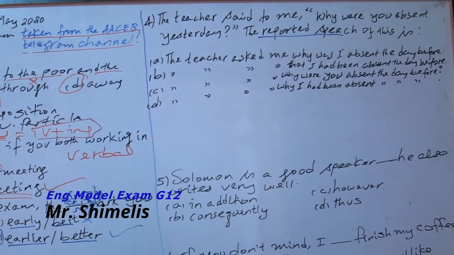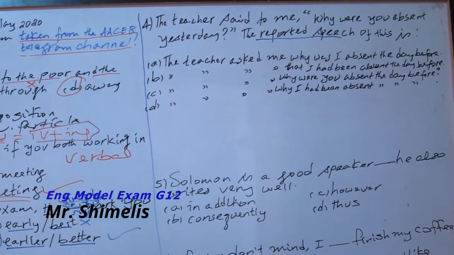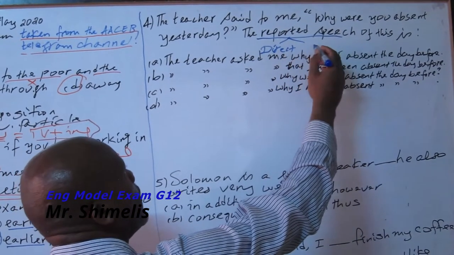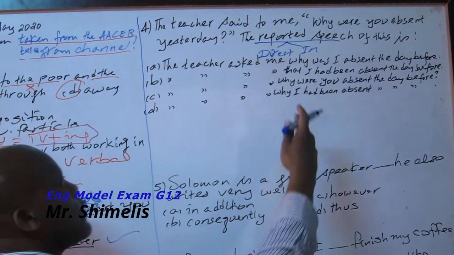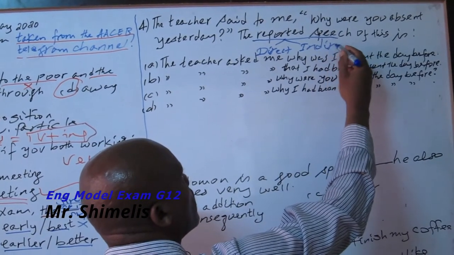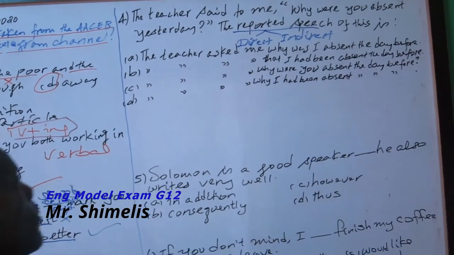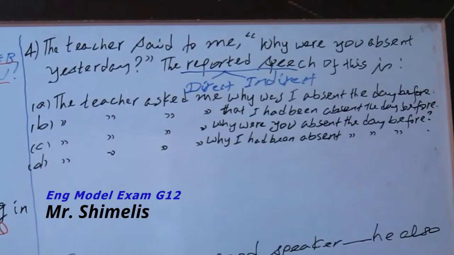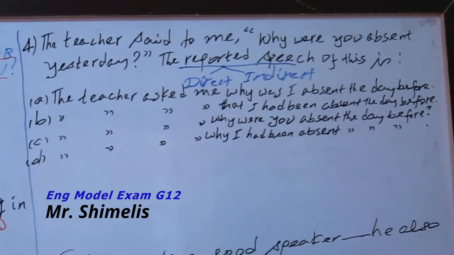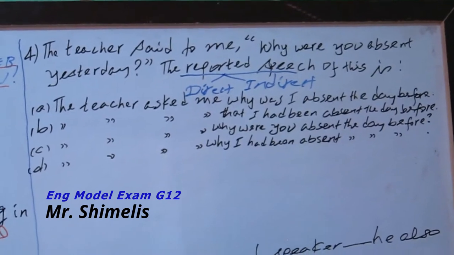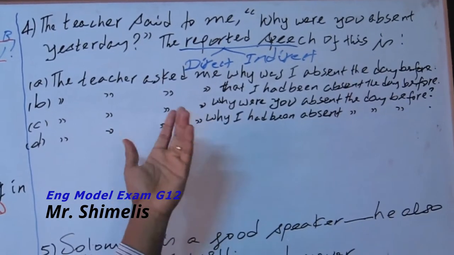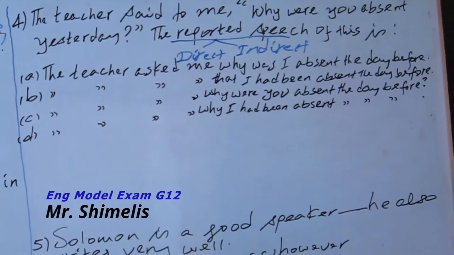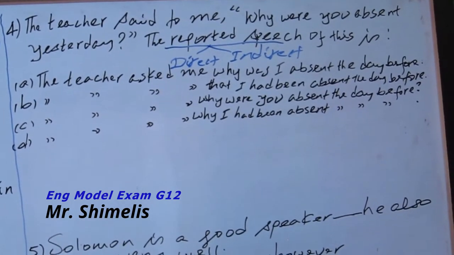In the case of reported speech, you know that there are two ways that we can report what is spoken by somebody else. The first way is direct, and the second way to report what someone says or said or has said is in indirect way. When we report what someone says directly, it means we take the exact words of the speaker. To show that, in written form, we put it in a quotation mark, in inverted commas, to show that what is inside the quotation mark is not ours, but is somebody else's.